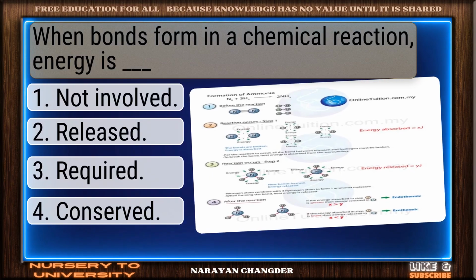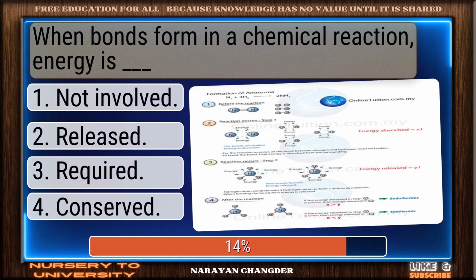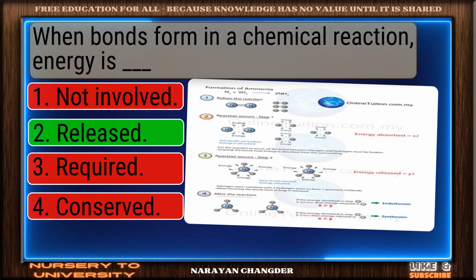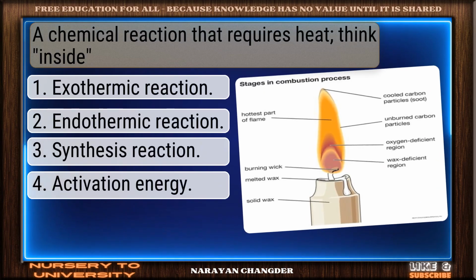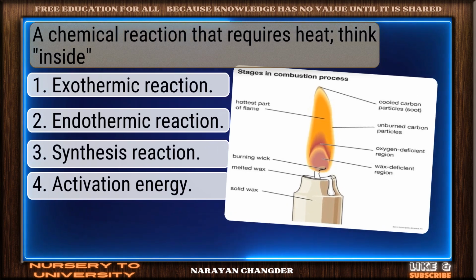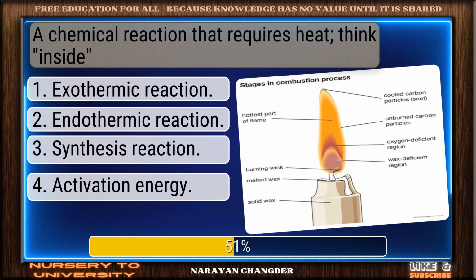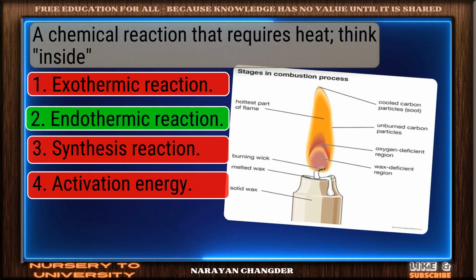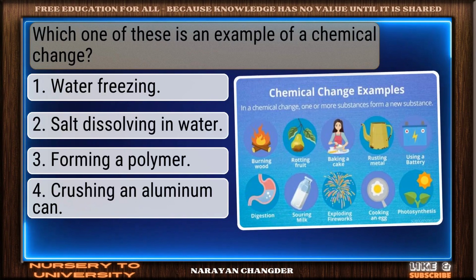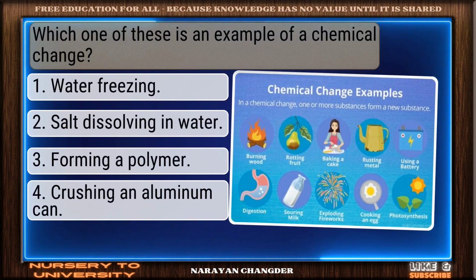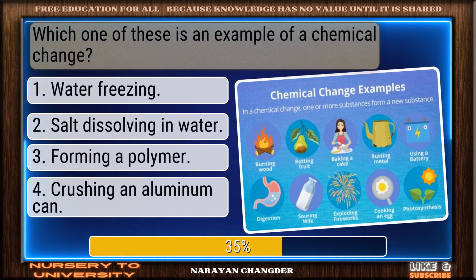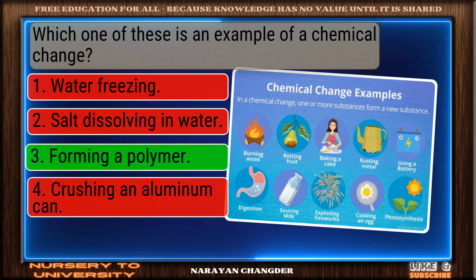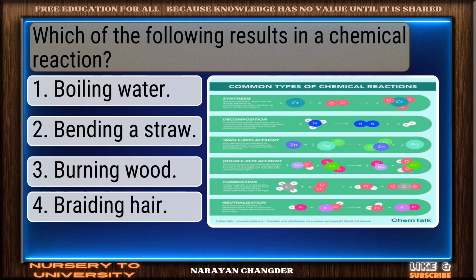When bonds form in a chemical reaction, energy is dash. Nice selection. Released is the correct and valid answer. A chemical reaction that requires heat. Think inside. Well picked. Endothermic reaction is the correct answer. Which one of these is an example of a chemical change? Smart pick. Forming a polymer is the correct choice.